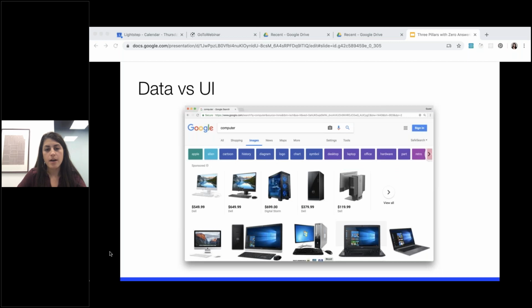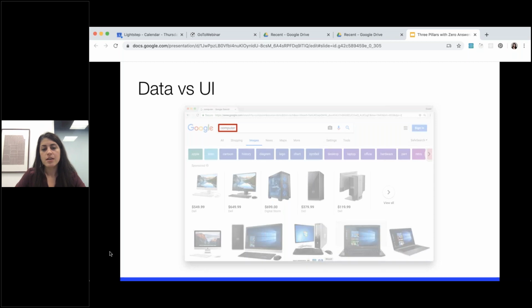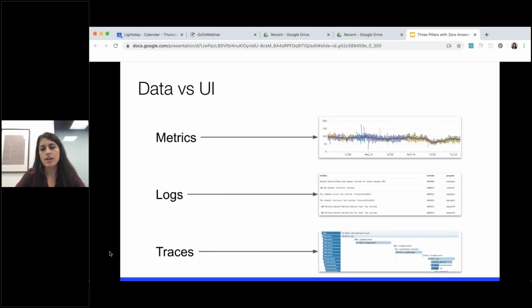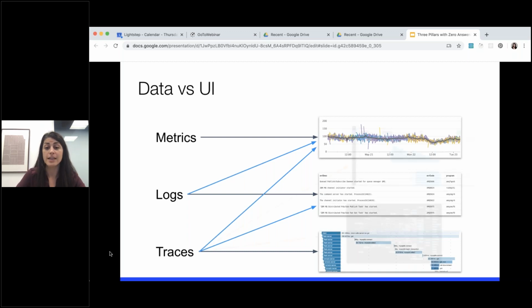Something else I wanted to talk about quickly is that there should really be a larger distinction in observability between data and UI. If you go to google.com and you search for a computer, you end up seeing a bunch of results that show you a monitor, but a monitor isn't actually a computer, it's just the UI. And that argument really resonates with me when it comes to the data, such as metrics, logs, and tracing, compared to the visualizations of that data.